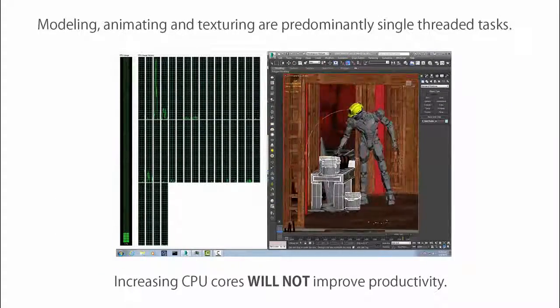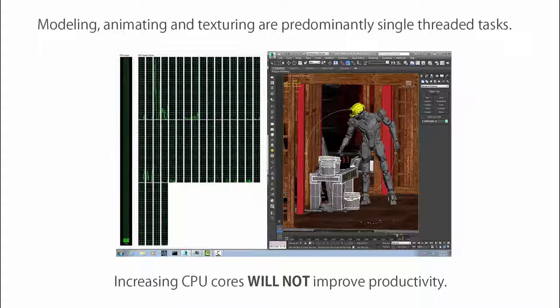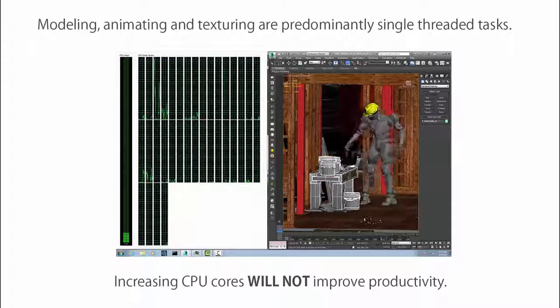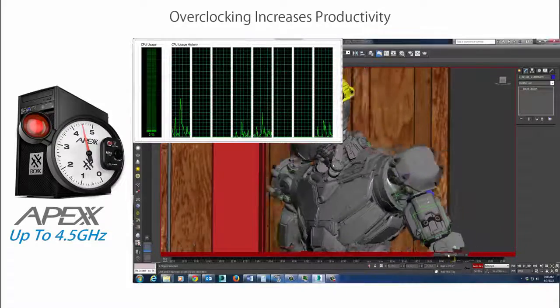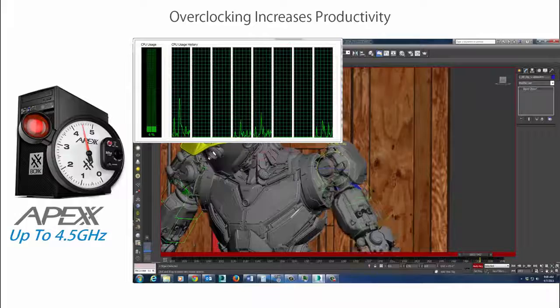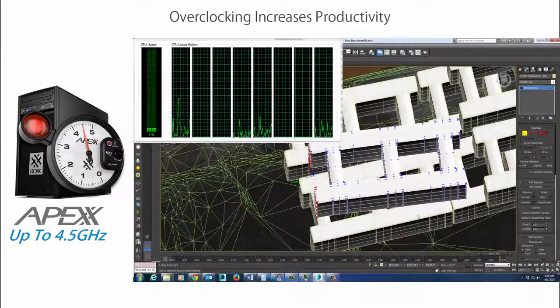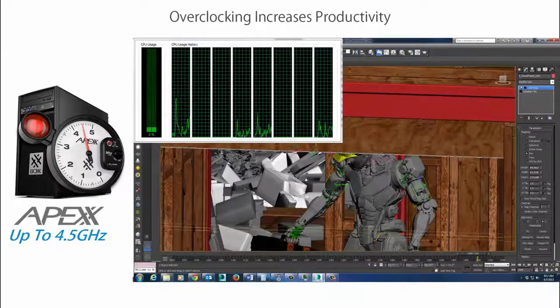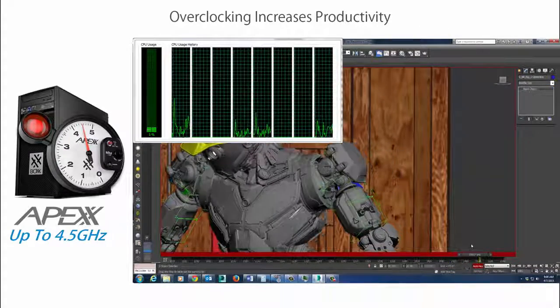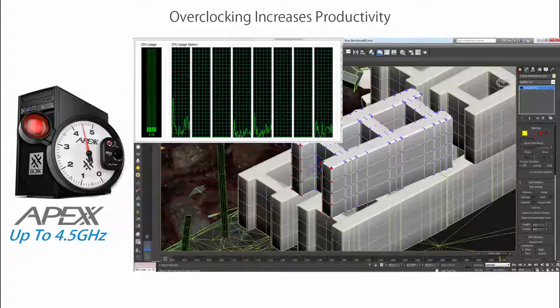Tasks like modeling, animating, texturing, and general scene interaction are predominantly single-threaded. This means that increasing the number of CPU cores will not improve productivity. For these types of tasks, you want the fastest CPU clock speed available. Boxx overclocked workstations offer the fastest CPU clock speeds on the market. This enables you to work at peak productivity.